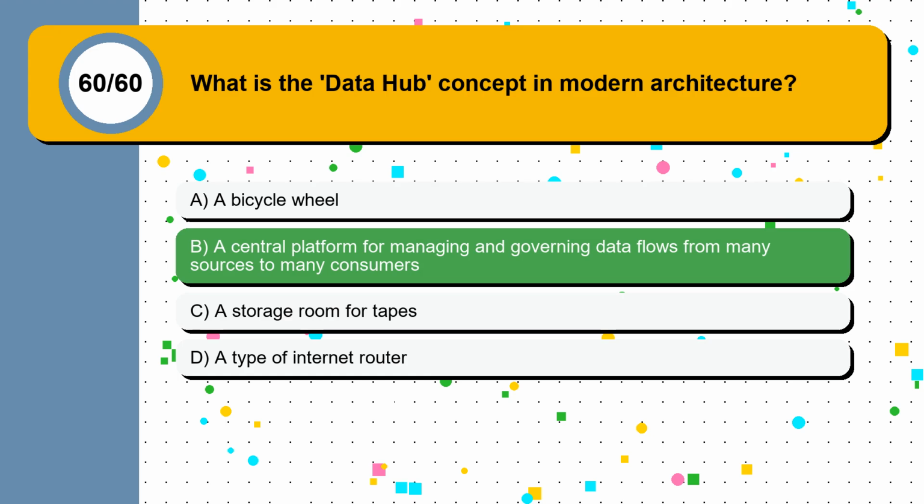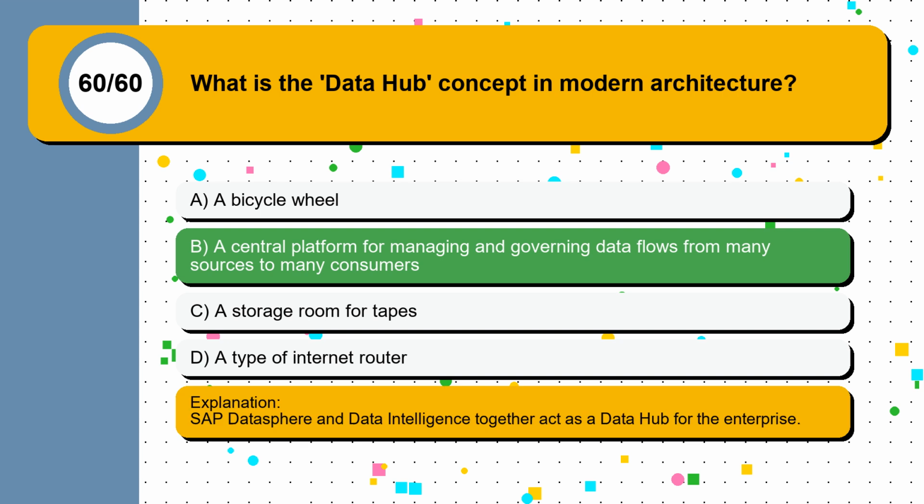The correct answer is option B, a central platform for managing and governing data flows from many sources to many consumers. SAP Datasphere and data intelligence together act as a data hub for the enterprise.